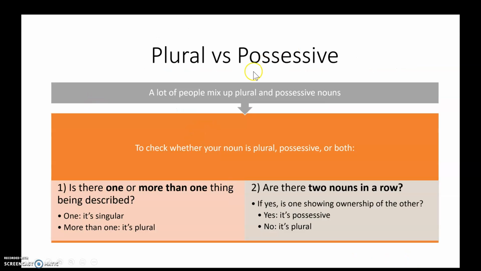So, plural versus possessive. As I said, this is something a lot of students struggle with. I'm going to give you a quick break and let you think about the differences between plural and possessive and let that gel for a second before we start talking about how to differentiate between the two and when you use each. So I'm going to be back in just a moment with part 3.